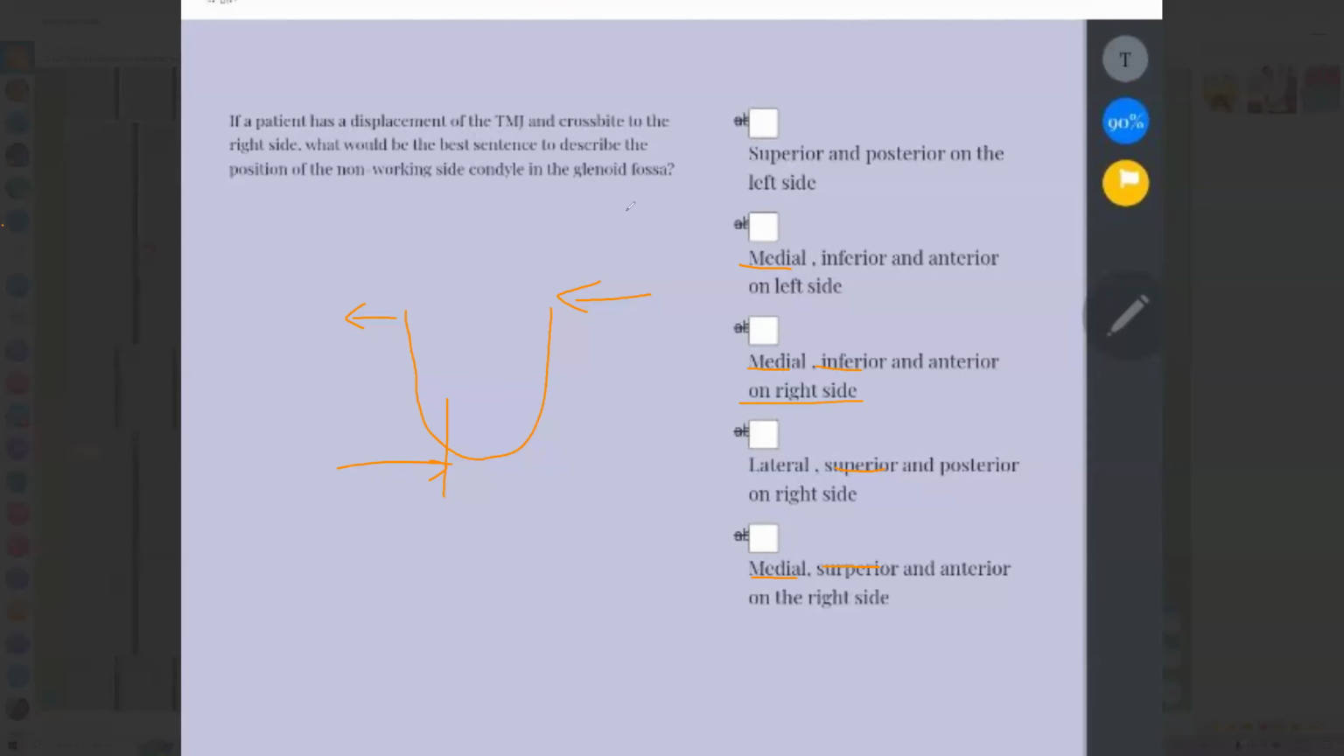No, it has a cross bite to the right side. Yeah, B. Because the left side is the non-working side. See, I selected medial first because this is medial. Then I have to select the left side, and that ends here, because all other options are the right side. The non-working side is the left side. So the option B here.